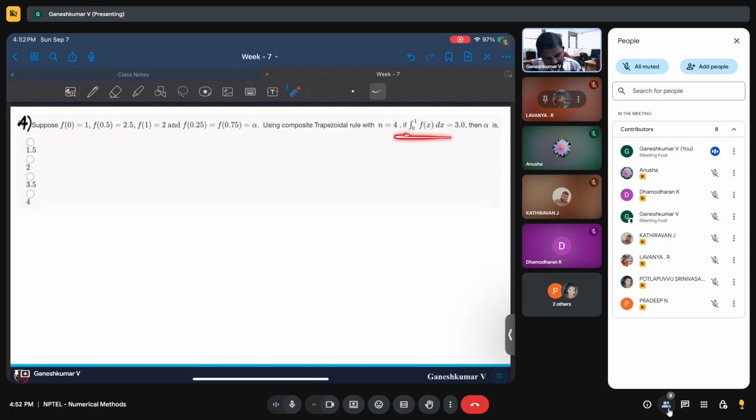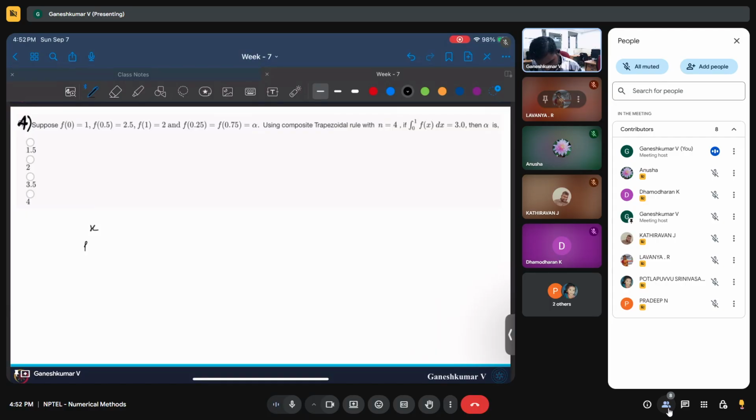And what they are given is the integral value. If I use the trapezoidal rule and integrate this table, I will end up having my integral value to be 3. Now what we were asked to find is what this alpha is that will give you 3. So if I want to simplify this question, I can write it like this.